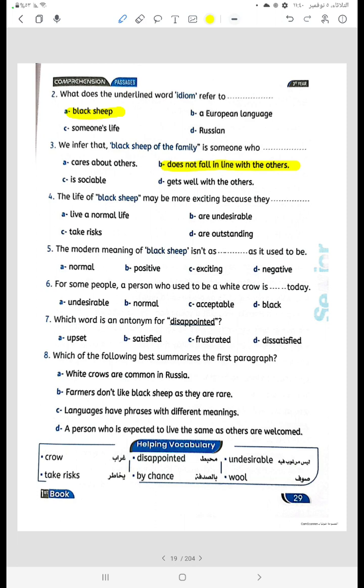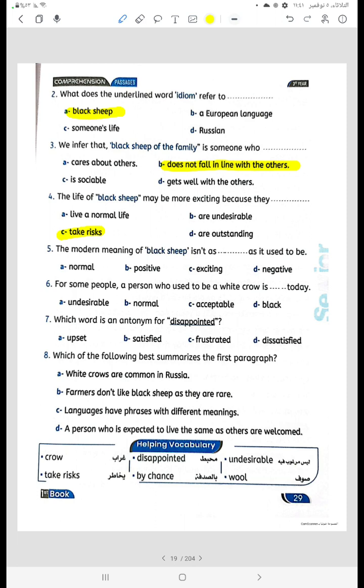B. The life of black sheep may be more exciting because they live a normal life, are undesirable, take risk, are outstanding. Why is it exciting? Because they take risk. The modern meaning, of course, I can't say are undesirable, because that's why it's exciting. Exciting is a good quality, undesirable is not a good quality.